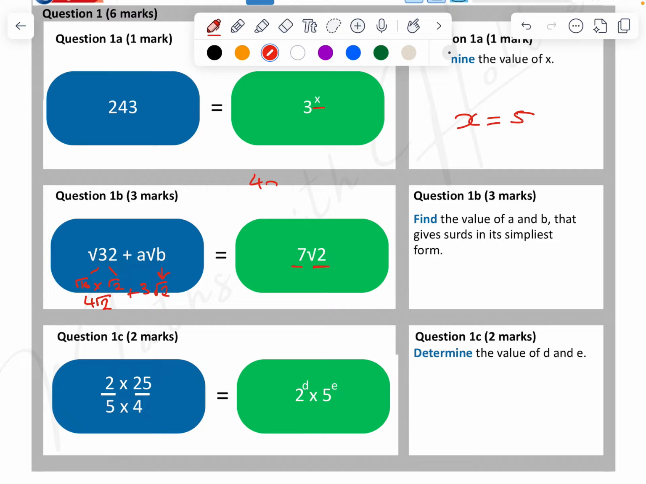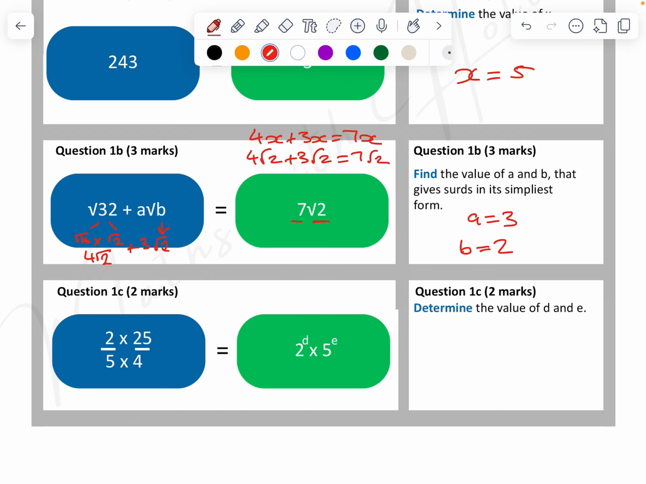When you're adding surds together, it's just like adding algebra, you can only add them if they have the same variable. So 4 root 2 plus 3 root 2 is 7 root 2. So in this question, A is going to be 3 and B is going to be 2.